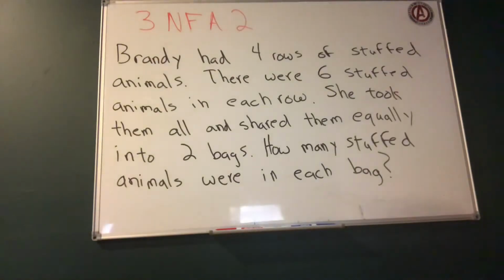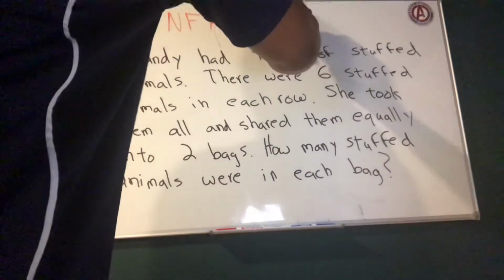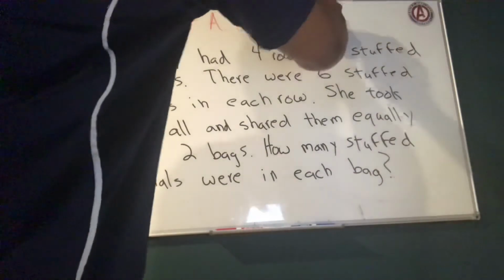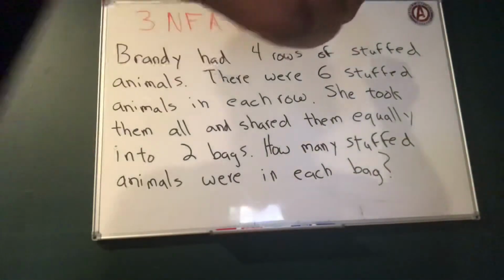So what you'll notice in this problem is some key words to help us decide which operations to use. Look at that first sentence. Brandy had 4 rows of stuffed animals and there were 6 stuffed animals in each row. It sounds like we are creating some type of an array with 4 rows and 6 columns. When you all think of rows and columns, what operation should you be thinking? Multiplication. So if we have 4 rows of 6, 4 times 6, which gives us 24.